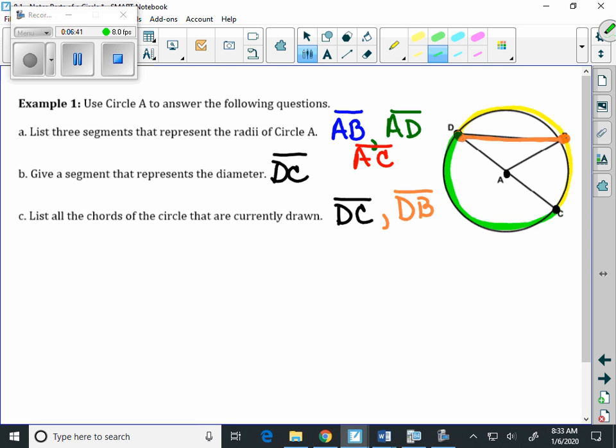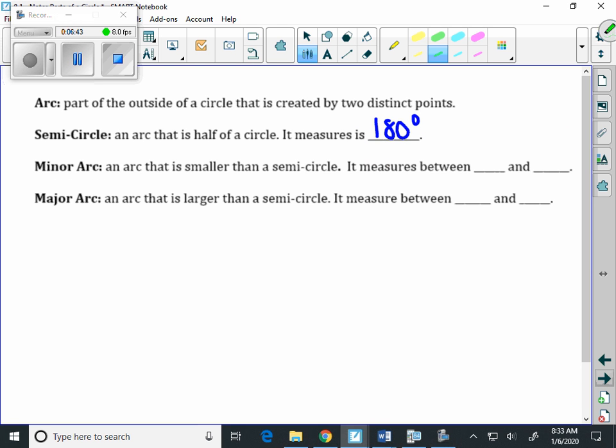We also have in our words here, minor arc. And a minor arc is an arc that's smaller than a semicircle. So it's less than 180 degrees. And that's what I say in my next statement here. It's between 0 degrees and 180 degrees. But it has to be more than 0. And it has to be less than 180 because it has to be smaller than a semicircle.